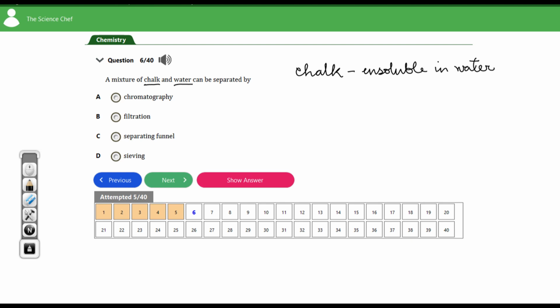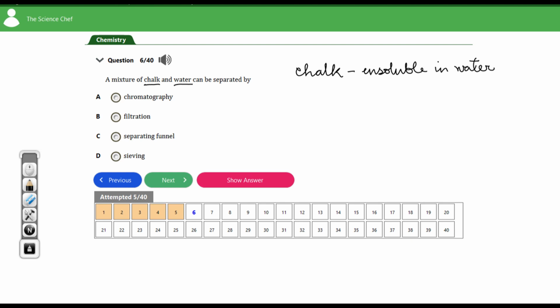Right? Now, what is a mixture? A mixture is any substance that contains two or more constituents that are not chemically combined, or that can be separated by physical means. So, whenever you have a mixture and you want to separate the mixture, you employ the differences in their properties, right?